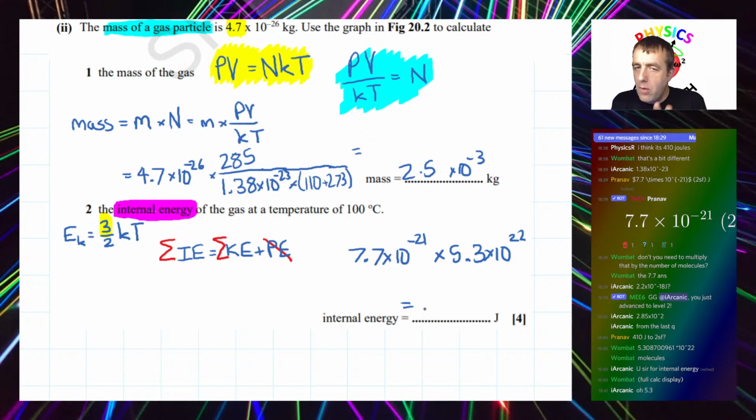I don't know. That's assuming Wombat's calculation is correct. I haven't checked it. I will. If you want me to, I'll do the calculation. You're going to make me do the calculation, aren't you? Okay, let me do the calculation.